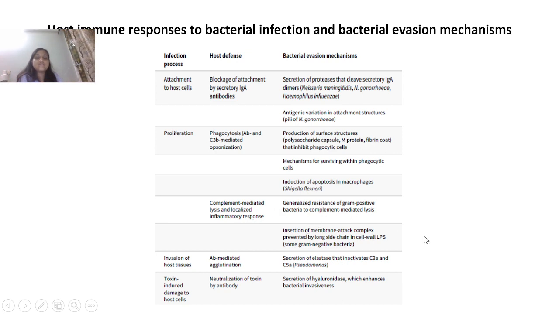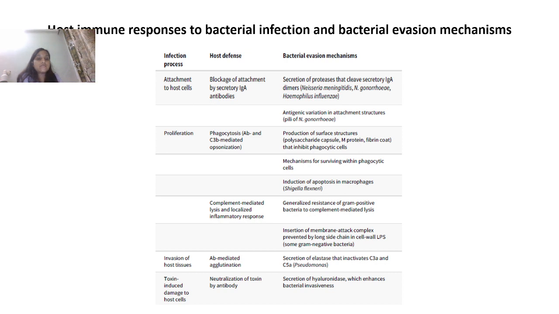Generalized resistance of gram positive bacteria. Some gram positive bacteria are resistant to these processes, and in case of some gram negative bacteria, there is production of this long side chain in the LPS, cell wall LPS, which will prevent the formation and insertion of the membrane attack complex. So you can understand this bacteria also tries to evolve according to the immune system. Like if there is a complement mediated lysis, they will produce this long side chain so that the membrane attack complex cannot be formed on the surface of this bacteria.